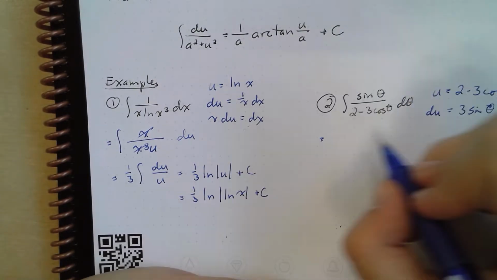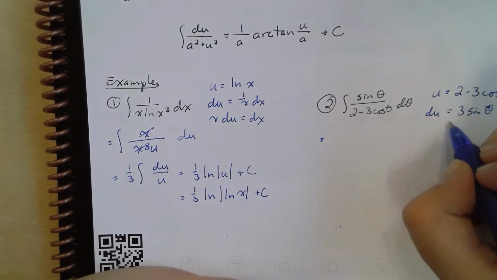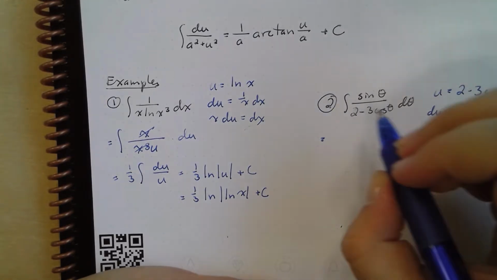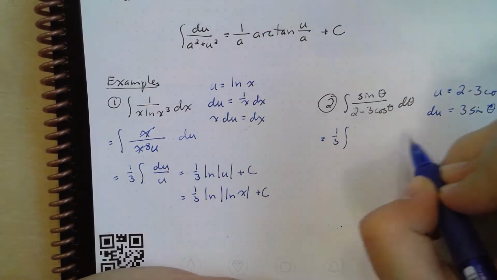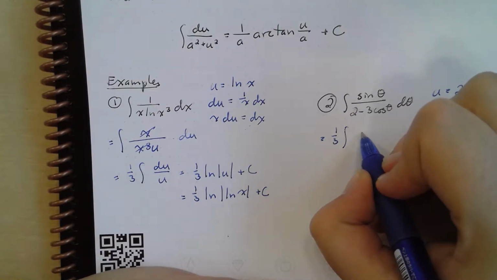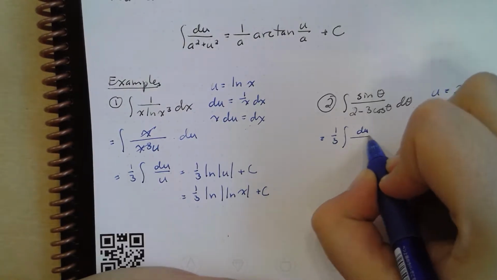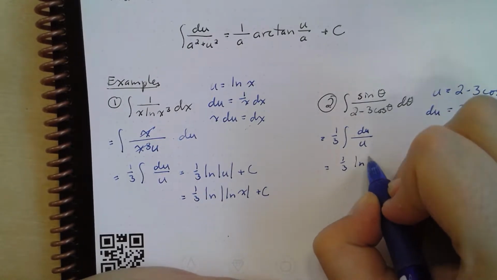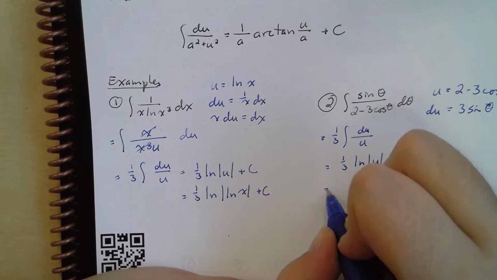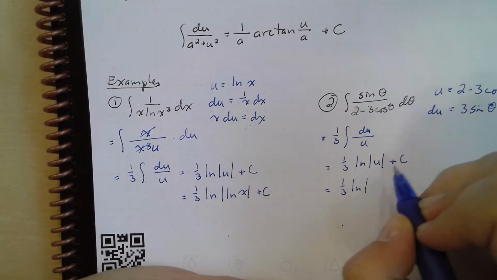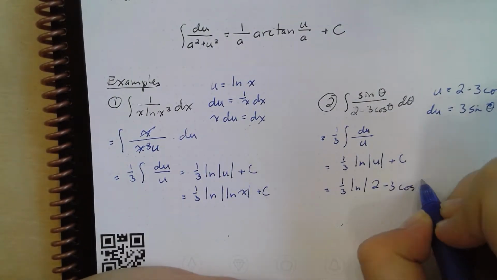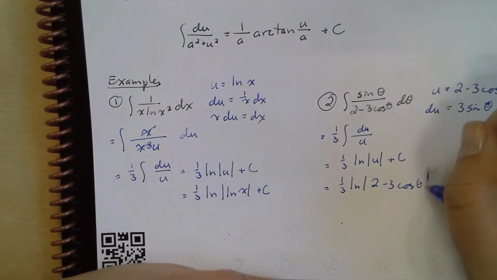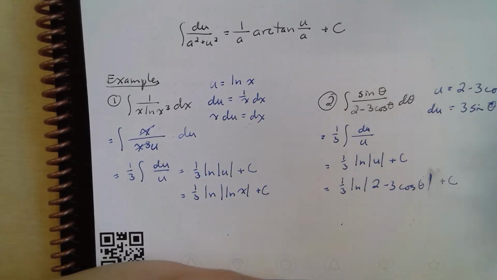So we can rewrite this, oops, I forgot that d theta there. We can divide by 3, so I'm going to have 1/3 times the integral of 1 over u du, so it's actually du over u. This is the exact same thing. We're going to have 1/3 times the natural log of u plus c. Don't forget plus c. So that's 1/3 times the natural log of the absolute value of 2 minus 3 cosine theta, plus c. Okay, all right.